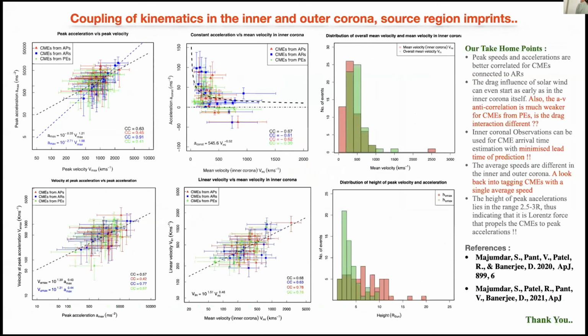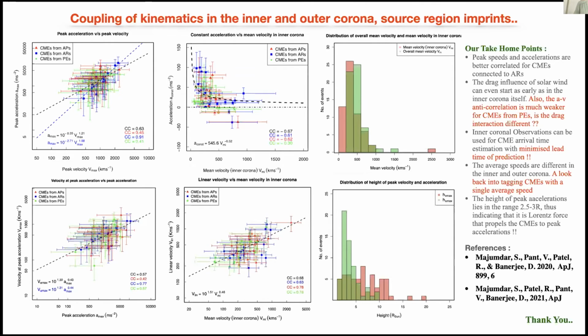Now, as we move on, we are also interested in the coupling of kinematics of the CMEs in the outer corona with that in the inner corona. To understand that, we first of all plotted the peak velocity of the CME and the peak acceleration on the left-hand side top panel in the first column. In black fonts, we plot the overall correlation coefficient for all the CMEs. And then in color-coded fonts, we plot the individual correlations for CMEs coming from a certain class of source regions.